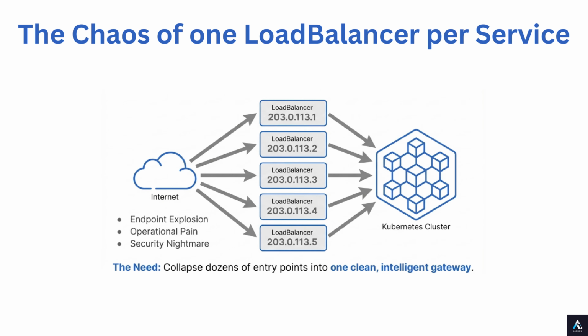What Kubernetes needed was a way to take dozens of potential entry points and collapse them into something far cleaner. A single, structured, intelligent gateway sitting at the edge of the cluster. That's where Ingress came in. Not simply as another tool, but as a unifying architectural pattern. And now that the problem is clearly framed, we can finally ask the right question. What is Ingress actually supposed to be?